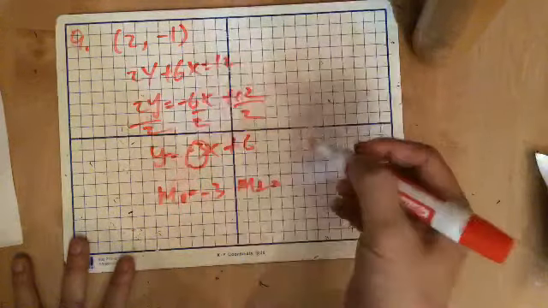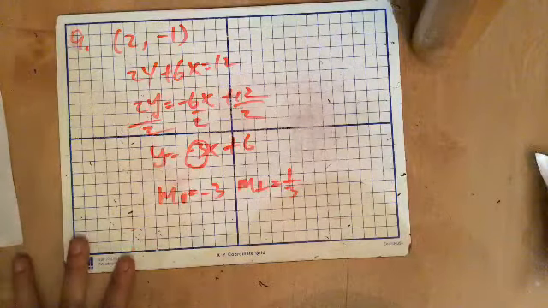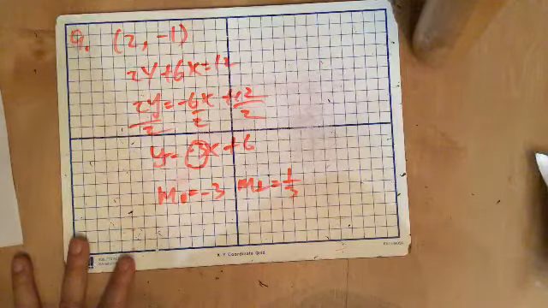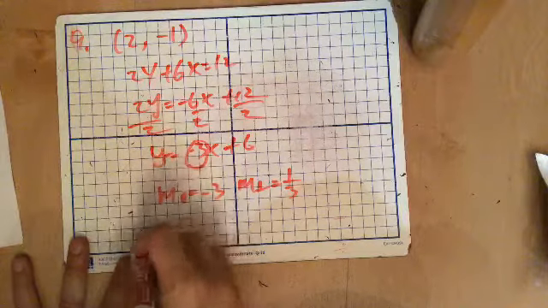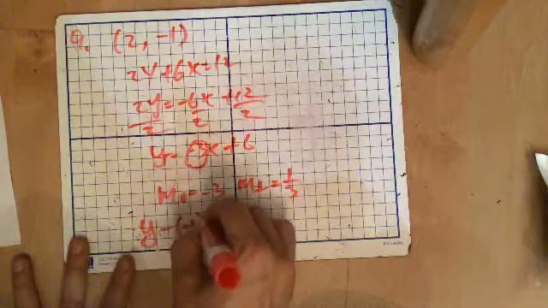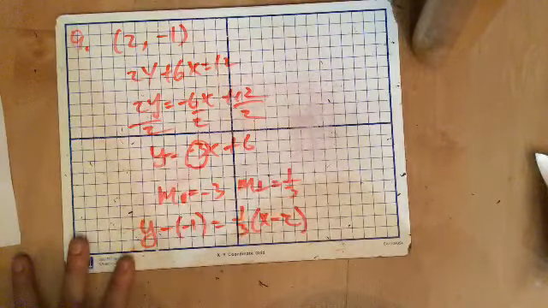Perpendicular is going to be opposite reciprocal. So it's going to be 1 over 3. Is that right? Are you sure? Okay, I guess it's right. So then it's going to be y minus negative 1 is equal to 1 over 3 times x minus 2. And that's it. Done.